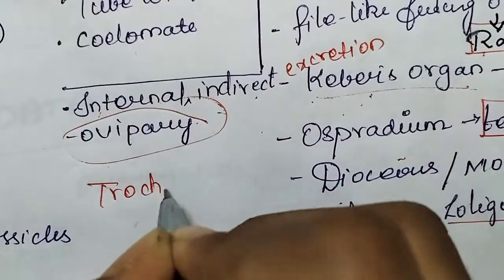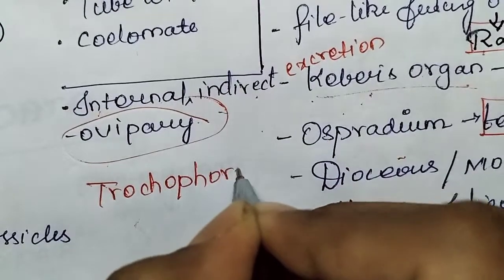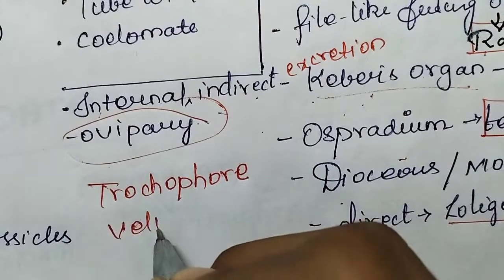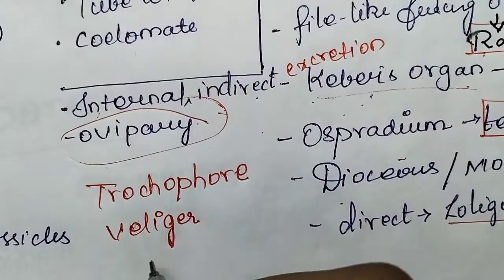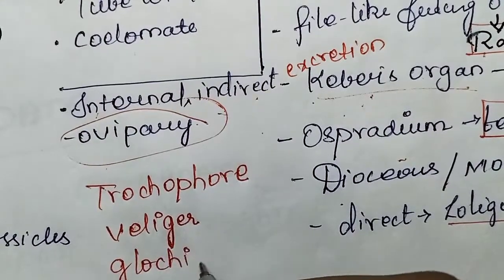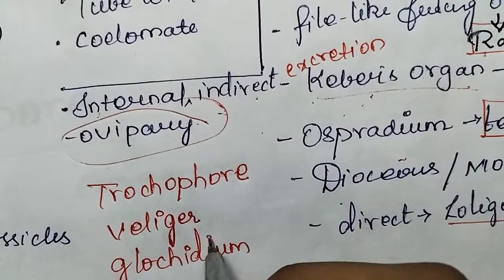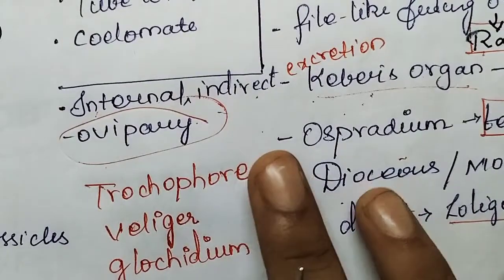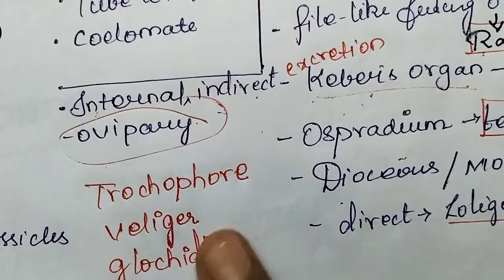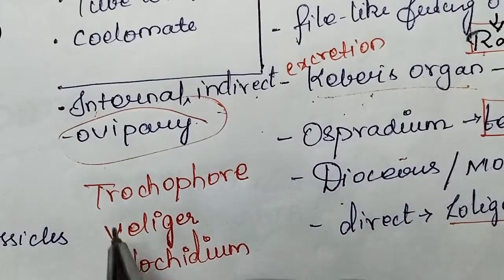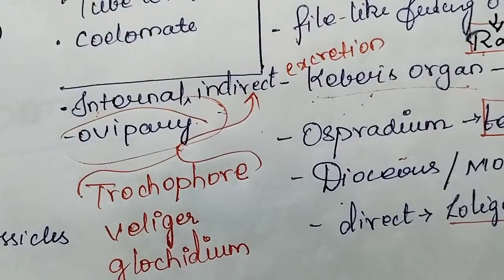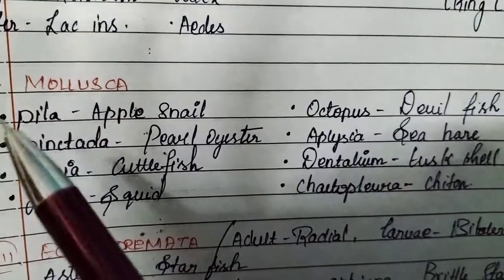Trochophore, Veliger, and Glochidium. These three examples are given permanently in the books I have seen. Note this: Trochophore, Veliger, and Glochidium are the larval stages. Clear? Now we come to the examples.